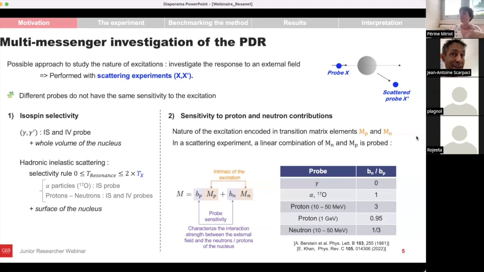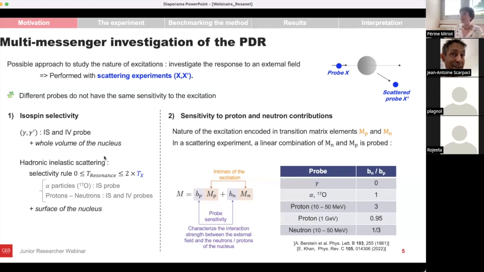Now, when we perform a scattering experiment, the probe that we use has a certain sensitivity to those two contributions that depends on the interaction strength between our probe and the contribution of proton and neutron. And this probe sensitivity is encoded in the Bp and Bn coefficients that are written here. So if we now go back to the different scattering reactions that I mentioned previously, for instance, the gamma prime reaction, it is a probe which is only sensitive to the protons. So it has a ratio Bn over Bp equal to 0.